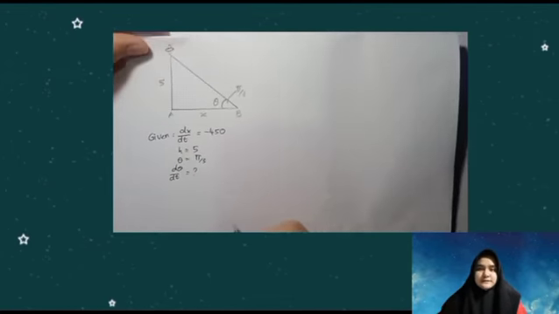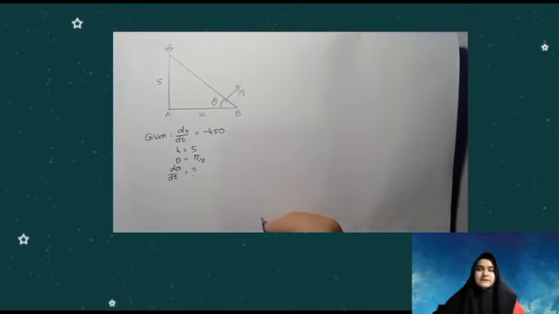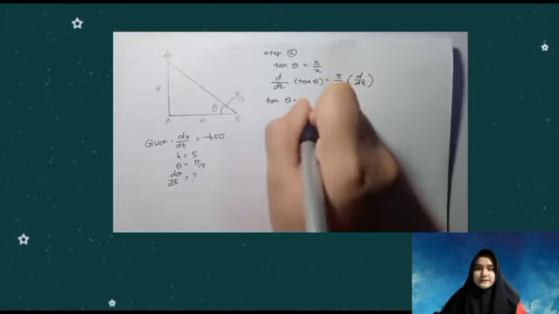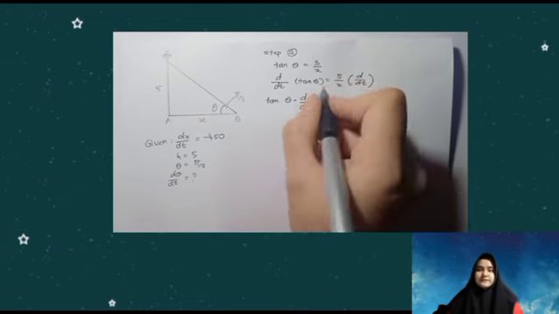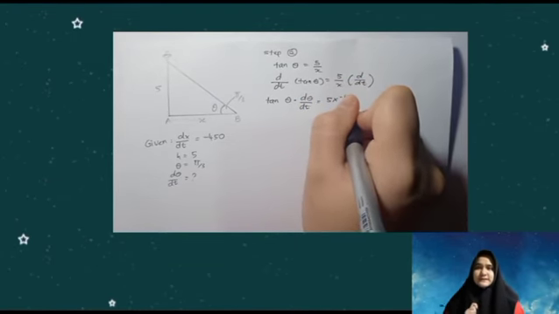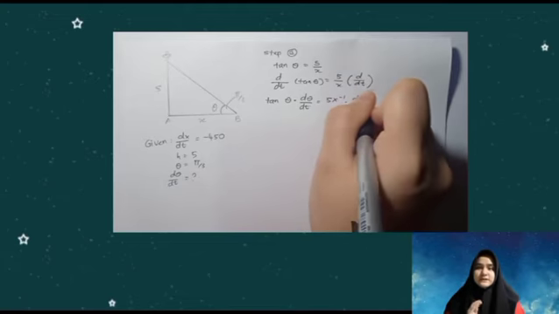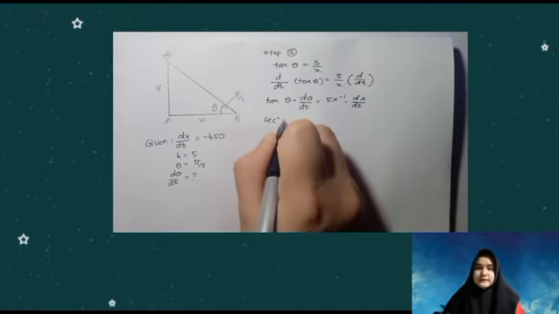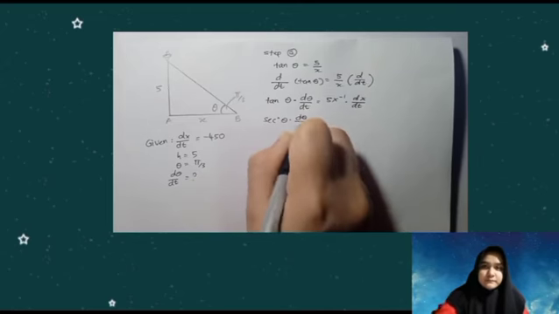The question asks us to find the derivative of theta with respect to time. To find the derivative of theta, we can use the formula Soh-Cah-Toa. Use tangent theta equal to 5 over x. From here, we can find the derivative by differentiating both sides, and the derivative of tangent theta is the derivative of tangent theta times d theta over dt equal to 5x dx over dt.